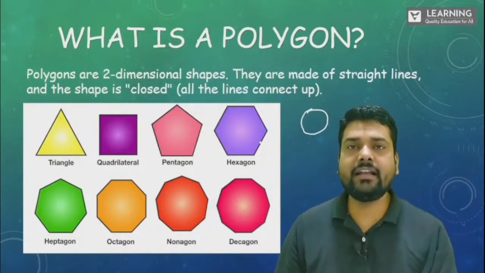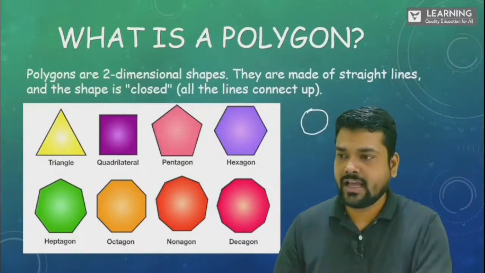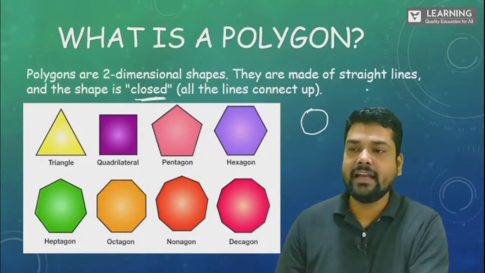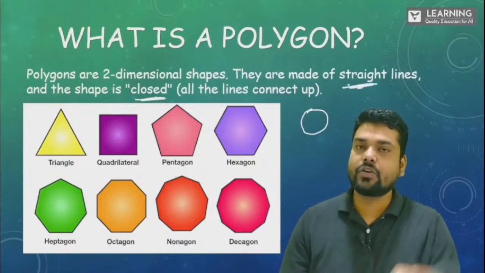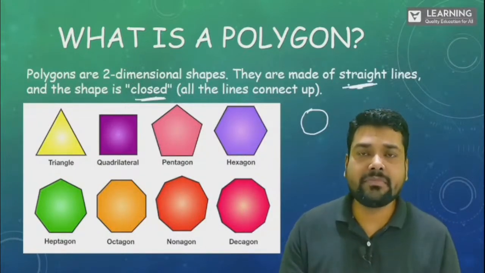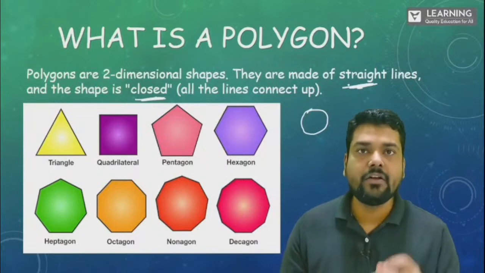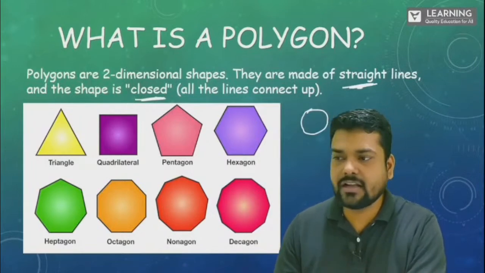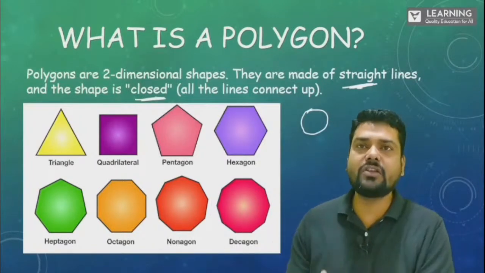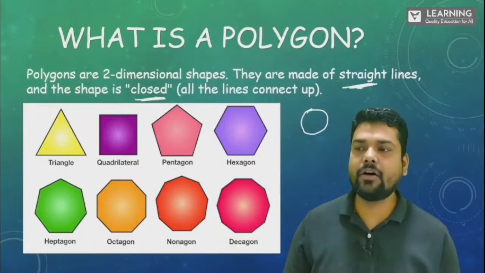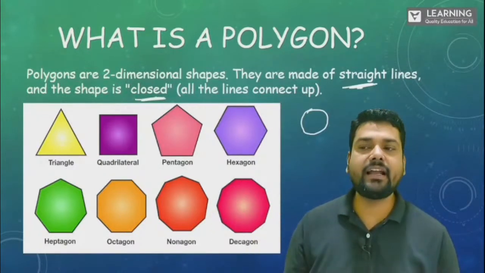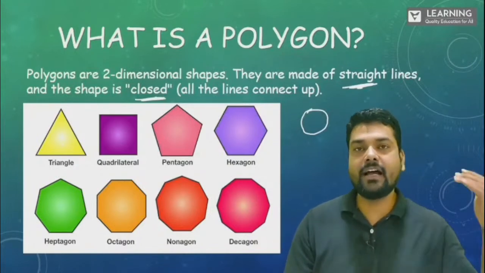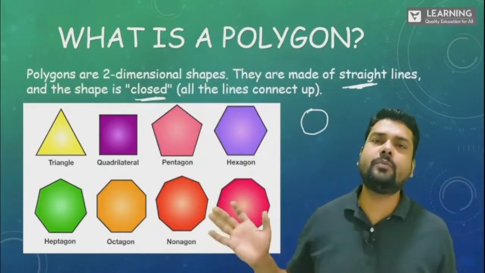So in a polygon, first of all, it should be closed, as you can see over here. And second, it is made up of straight lines, closed straight lines. So a minimum of 3 lines is required to make a closed two-dimensional figure, and that is called a triangle. You can see lots of examples here: triangle, quadrilateral, pentagon, hexagon, heptagon, octagon, nonagon, decagon. After that come undecagon, dodecagon. Lots more are there.